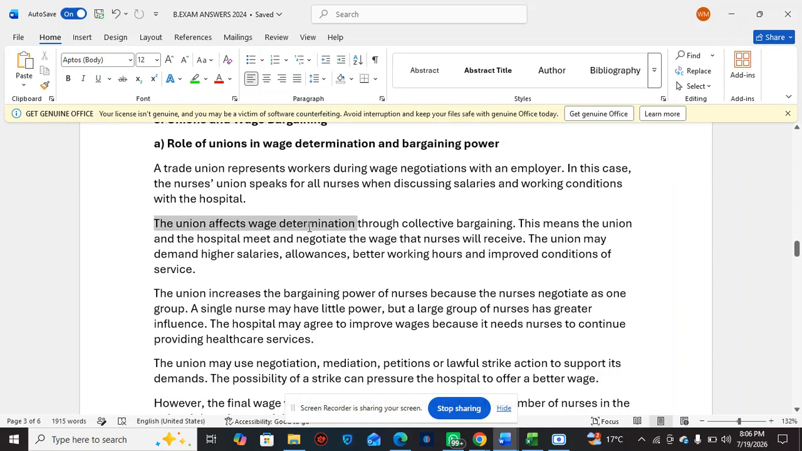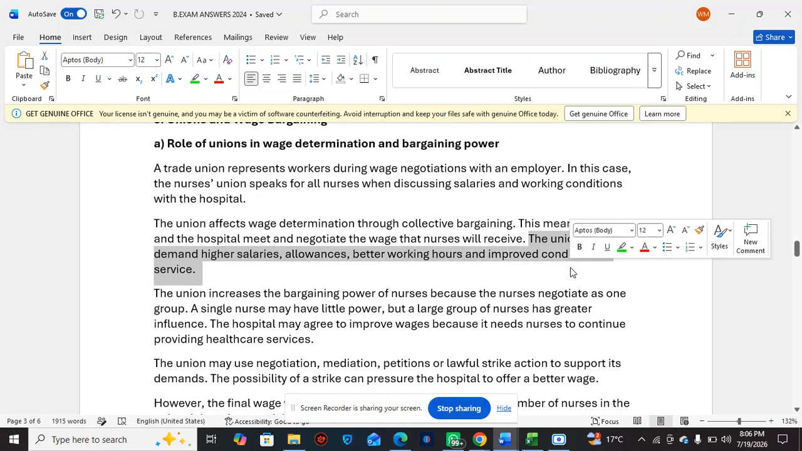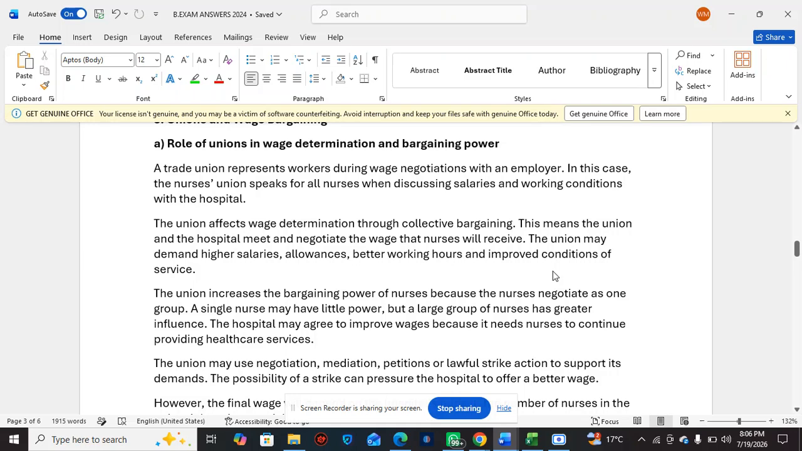So the union affects wage determination through collective bargaining. So what is collective bargaining? This means the union and the hospital meet and negotiate the wage that the nurses will receive. The union may demand higher salaries, allowances, better working hours, and improved conditions of service. So the union and the company are going to be having these meetings where they are going to be debating why these people should have higher salaries, better allowances, better conditions, and also working hours.